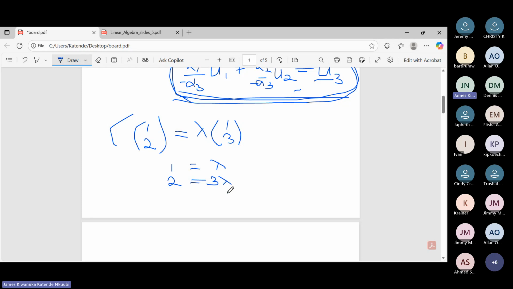So is it possible to find one number lambda that satisfies both of these equations? Because if you take lambda to be equal to 1 and substitute it in the second one, it doesn't work. So there's no solution. You can't find a number lambda which satisfies this vector equation. And in such a case, we say that these two vectors are linearly independent. So (1, 2) and (1, 3) are linearly independent. I can't write any of them as a multiple of the other.